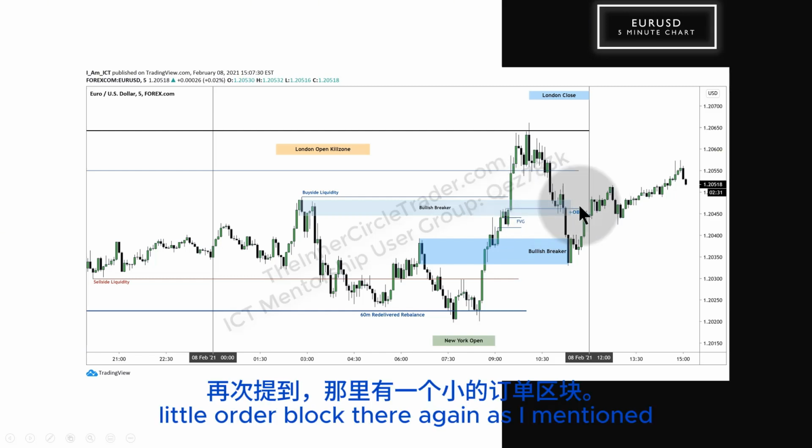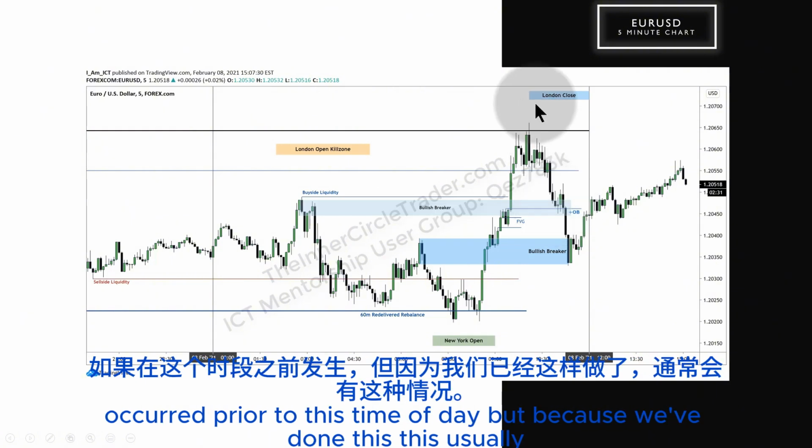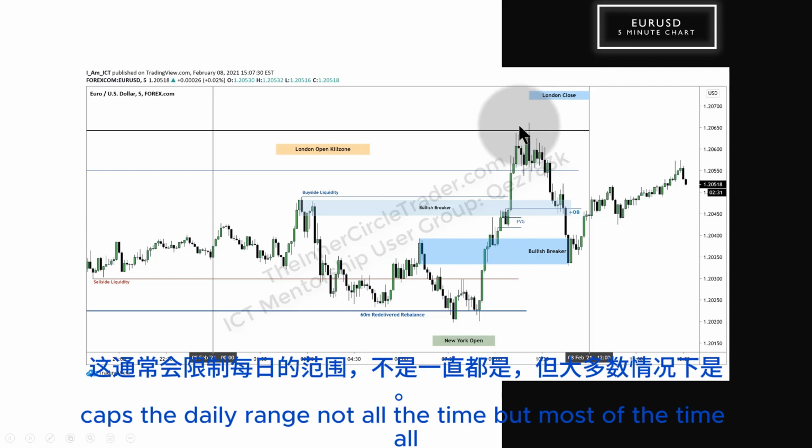Small little order block there again. As I mentioned, this would have been much more important and significant had this retracement occurred prior to this time of day. But because we've done this, this usually caps the daily range. Not all the time, but most of the time.